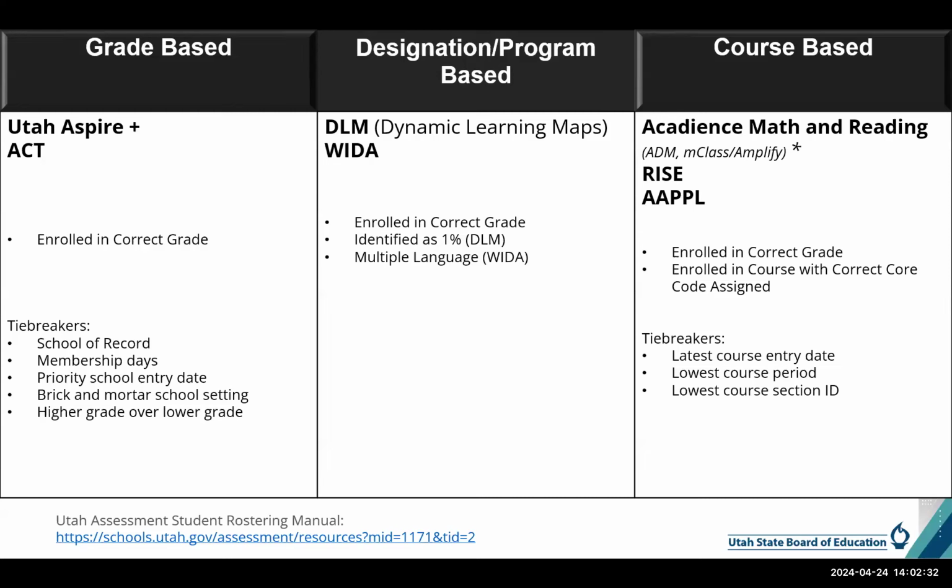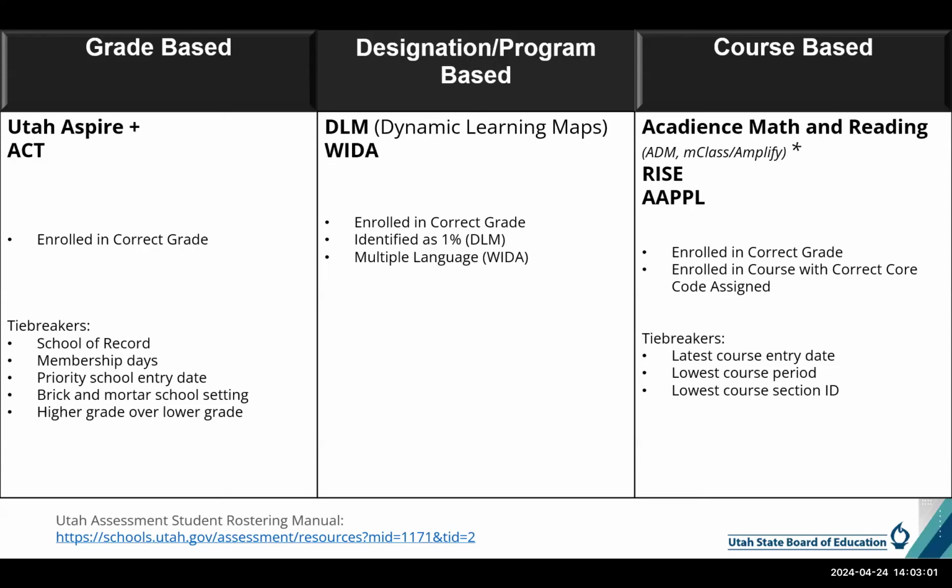Finally, we have course-based assessments. So once again, you have to be enrolled in the appropriate grade, not marked as a 1% student. And then additionally, you need to be enrolled in a course with the correct core code that will trigger assessment rostering. Also for dually enrolled students, for these courses, we have some more tiebreakers. Sorry, those courses are RISE, Acadience Math and Reading, and Amplify.